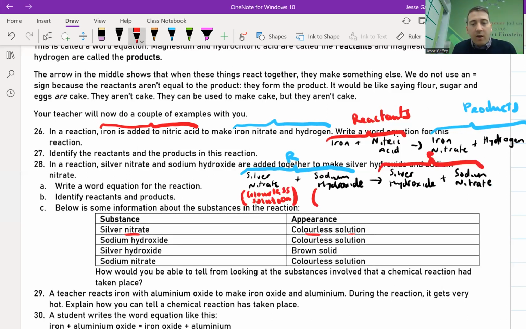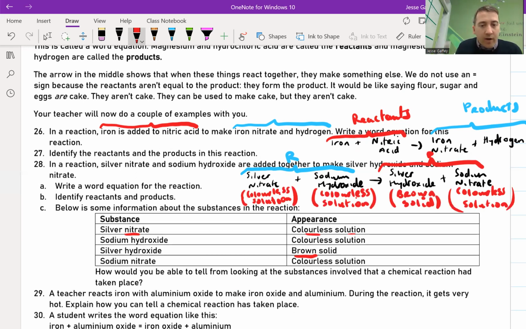Okay, so hopefully you have written that sodium hydroxide is a colorless solution. Silver hydroxide is a brown solid, it says. So this one here, brown solid. And this one here, the sodium nitrate is a colorless solution.